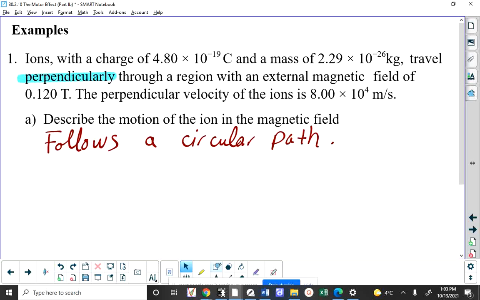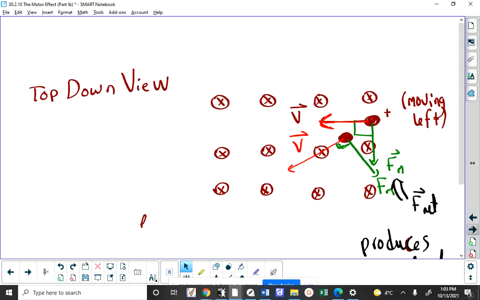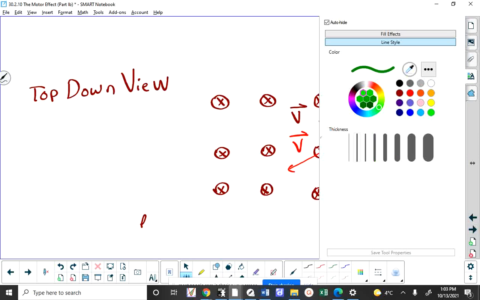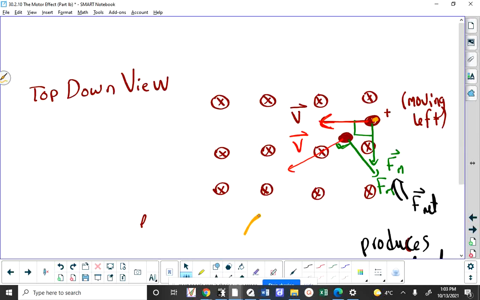By the way, when I take a look at this, the way the particle enters the field, it's going to exit the field, right? It never completes a full circle, but if this is the field here, this part inside of the field will be circular. It doesn't mean it travels in a full circle. It just means the path has a circular shape.